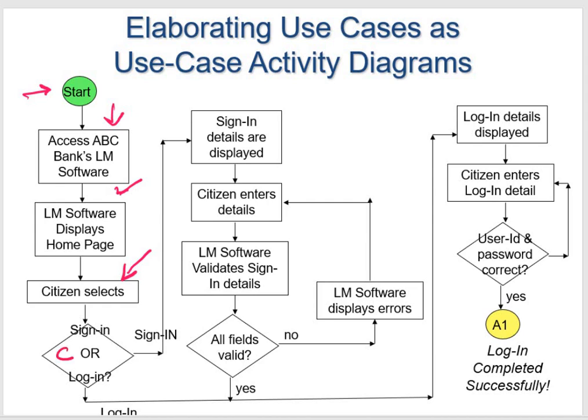So what we have done is I have started by accessing the ABC Bank's loan management software. This loan management software displays the home page. From this, the citizen selects either sign in, so I have a condition here, or login. If I already have an account with this particular bank, then I can simply log in, or else I need to sign in.